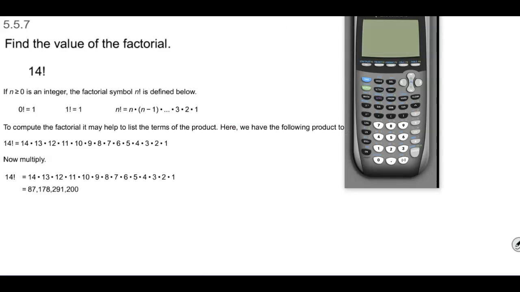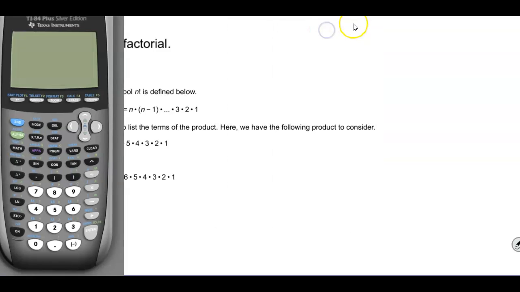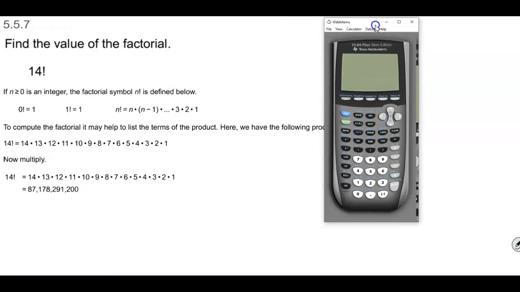Okay, now we can also find a shortcut on the calculator. One way of doing that is the following. You see where it says math, you're going to select math. And then when you select math, you're going to go all the way to the right, where it says PRB, which represents probability. And then if you scroll down, you will see the factorial symbol for number 4.